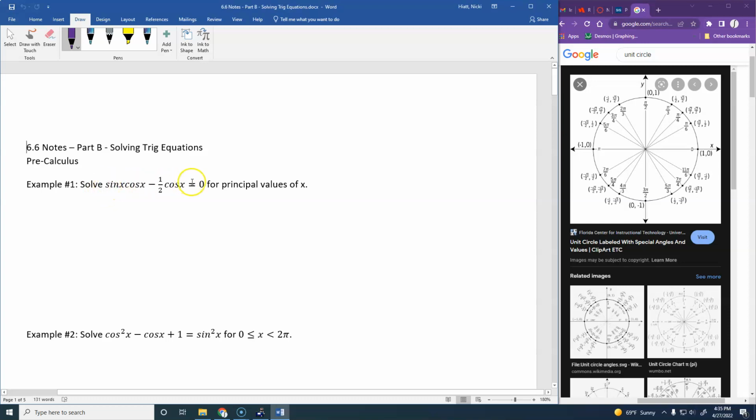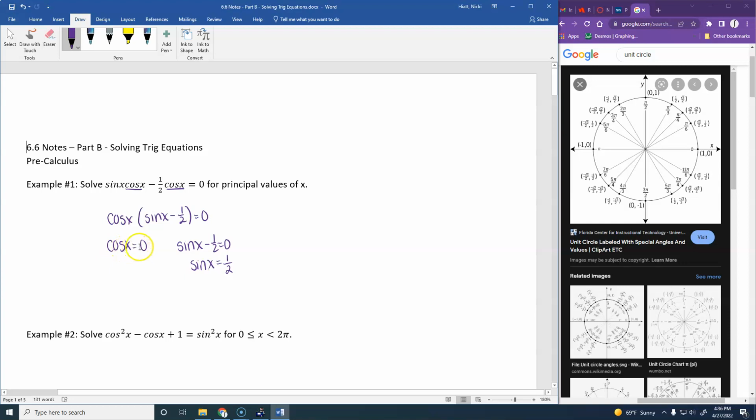So we really can't use any trig identities to simplify anything here. What we're going to have to do for this problem is factor out that cosine x that we have in both terms. So we'll have cosine x times sine x minus 1/2. Now we can set both parts equal to 0. So cosine x equals 0 and sine x minus 1/2 equals 0, which of course just means that sine x equals 1/2. Now we just have to go to our unit circle.